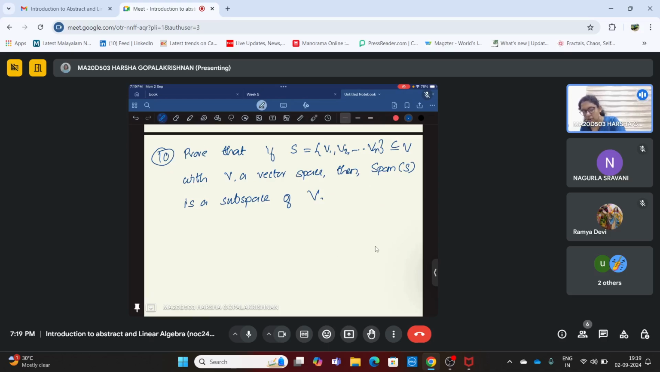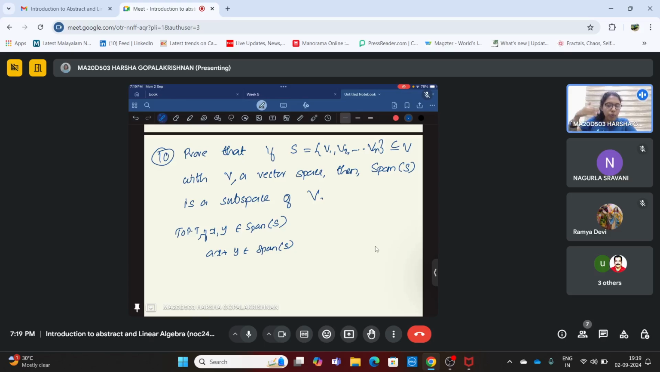Yeah. Now this problem is a very trivial problem. We will do it very quickly. It is given a subset S = {v1, v2, ..., vn} of V, where V is a vector space. So the question is to show span of S is a subspace of V. For that, what we want to prove is, if we are taking x, y in span of S, what we need to prove is ax + y belongs to span of S. Okay, that is what we want to prove.